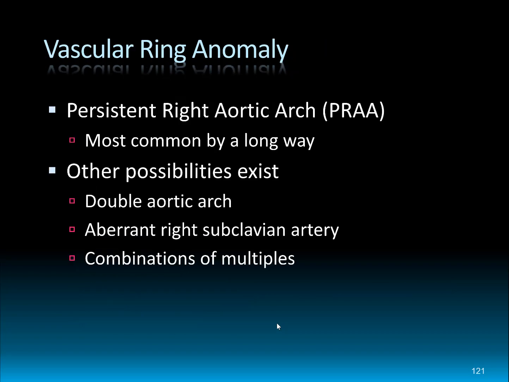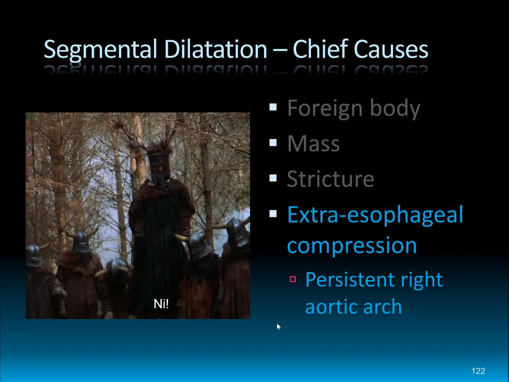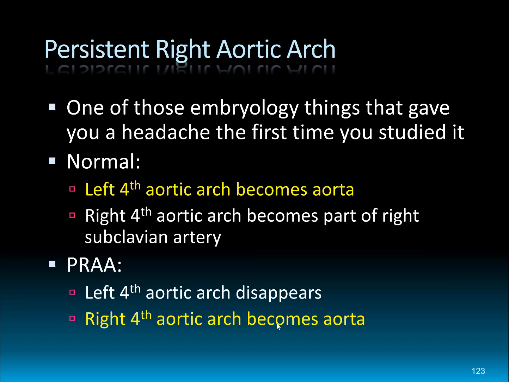Of the vascular ring anomalies, a persistent right aortic arch is the most common in dogs by far. There are other possibilities that I've listed here. I'm not going to talk about them in any real specific way, but they can occur as well. So here we go. We're going to talk specifically about our persistent right aortic arch, because again, that's our main source of extraesophageal compression in our patients.